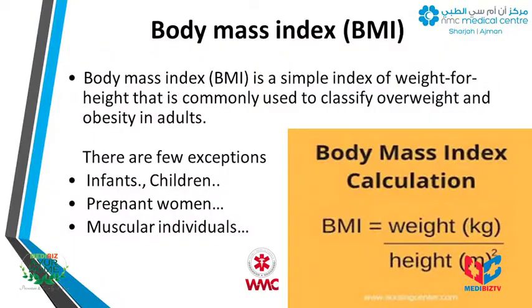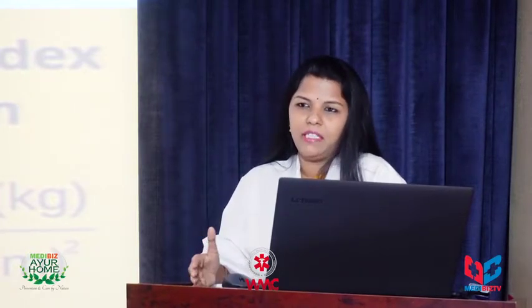So, coming to the definition of body mass index, what is it? It is a simple index of weight for height that is commonly used to classify overweight, obesity, and also underweight. So, weight in kg divided by height in meter square, we get the body mass index. There are a few exceptions for this. For example, we don't consider BMI in cases of pregnant women, a very good muscular body, infants, and also children. This is basically for the adult population.